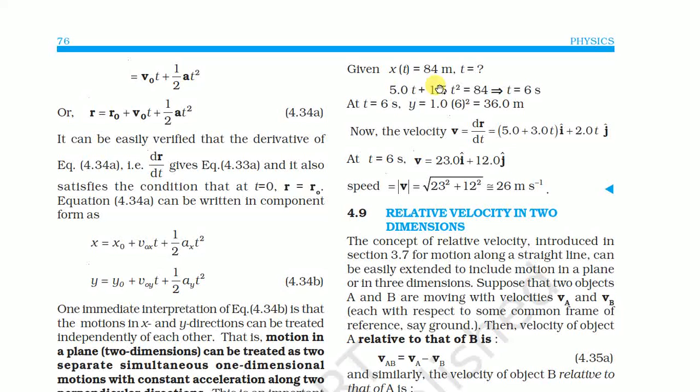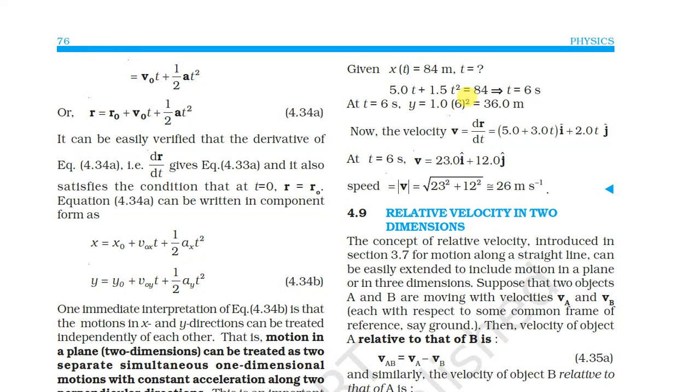So what we will get, due to the polynomial equation, ax square plus bx plus c, from this equation we will get the factors, and then after that we will get the final answer. So t is equal to 6 seconds, then y is equal to 1.0 into 6 square, so it is equal to 36.0 meters.